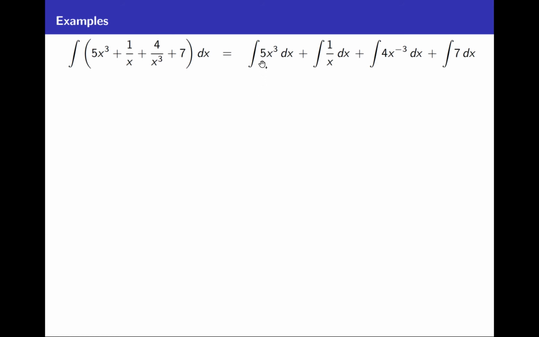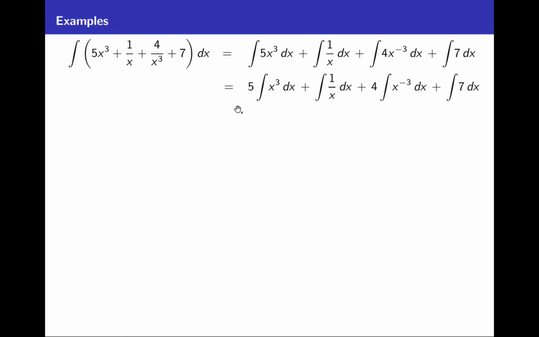What can we do next? Well, right here in this first integral, there's a constant of 5 that can come out of the integral. So we get 5 times the integral of x cubed dx. We get that next piece right there. That 4 can factor out. So 4 times the integral of x to the minus 3 dx. And then plus this last integral.